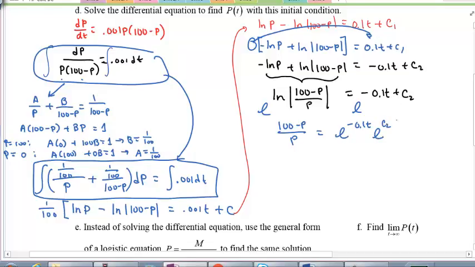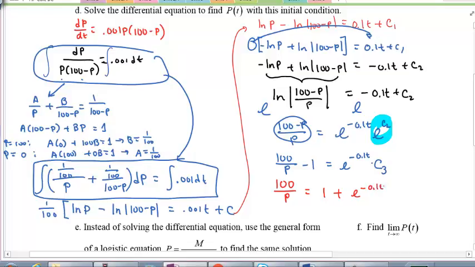Okay. I can rewrite this lovely part as just another constant, and I can also simplify this part over here to 100 over p minus 1. So I'll just write it like that. Let's call it c3. And why is this kind of nice? Because I think you're getting closer and closer to solving for p. Yes, a lot of work. 100 over p equals 1 plus e to the negative 0.1t times c3, or some sort of constant.